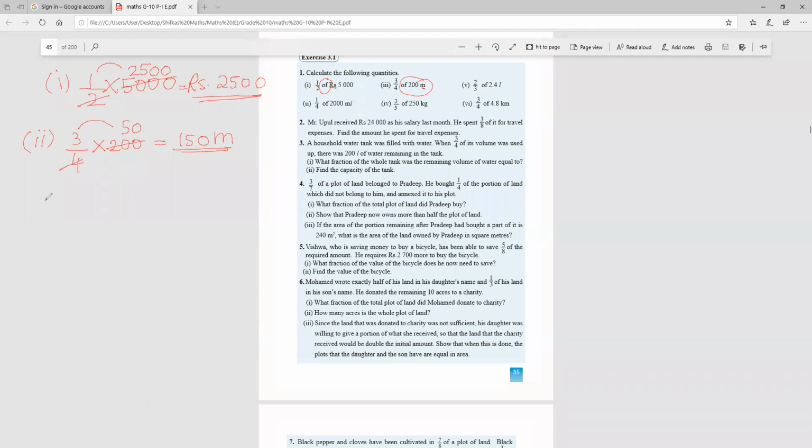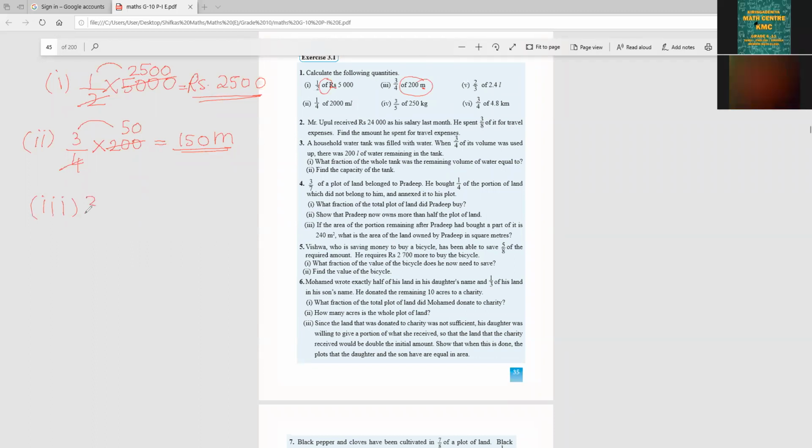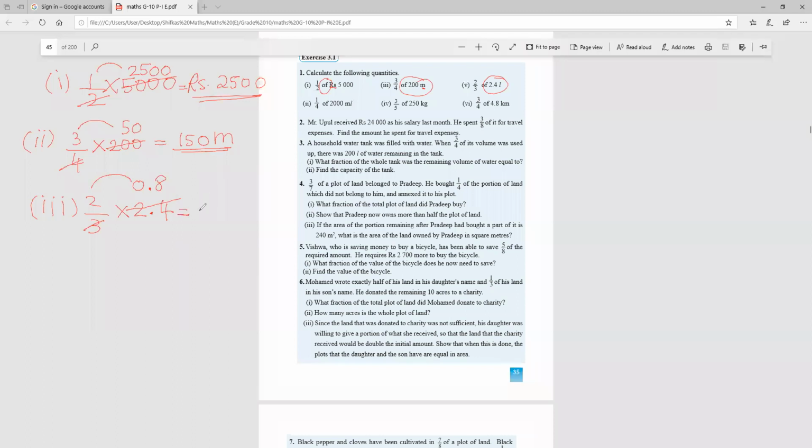Third question. 2 over 3 of 2.4 liter. "Of" means multiplication. 2.4, 24 divided by 3 is 8. 8 into 2 is 16. That is 1.6. This is liter, here also liter. Or else you can write 1,600 milliliter. That's also correct. Both are correct.